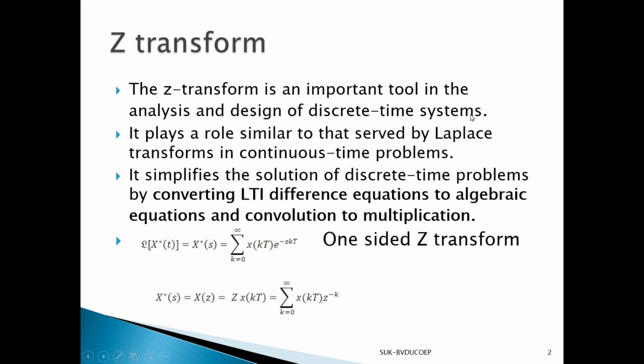Suppose you consider the current in the circuit, if you have to write down, you write the RLC circuit, you write down the equation of RLC series circuit, and then you try to convert this into a Laplace transform equation and solve the equation. So same thing is done in this by using a Z transform. So the role of a Z transform is same as a Laplace transform in continuous time problems. It simplifies the solution of discrete time problem by converting linear time invariant difference equations to algebraic equations.